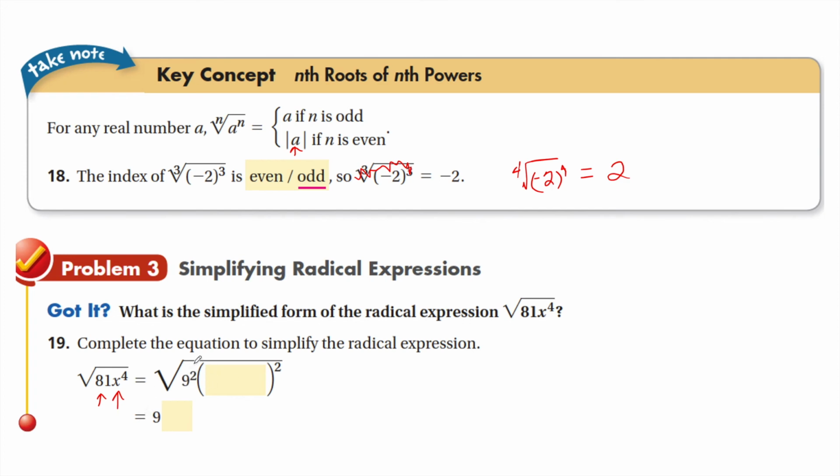We have 9 squared, which equals 81, and we have x squared being squared, because I know that x squared times an x squared would force you to add the exponents, which would end up with x to the fourth. Okay? And therefore my end solution will be 9x squared.